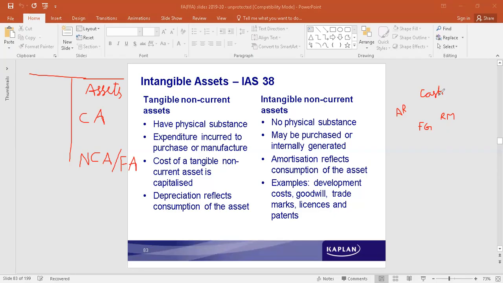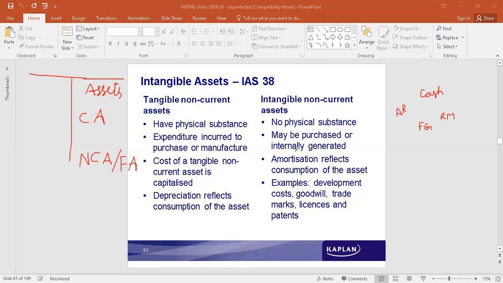Intangible assets are those which do not have a physical form. The benefit that is derived is for a longer period of time, therefore they are non-current in nature, more than 1 year, but there is no physical form of those assets. What's the accounting treatment? If they are non-current and also intangible assets, with no physical substance, they may be purchased or internally generated.